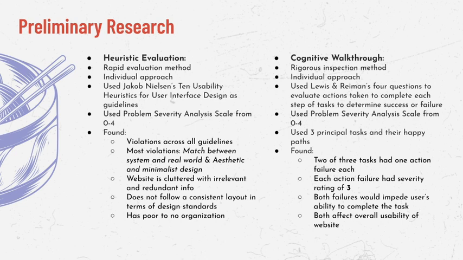For our preliminary research, we first used the rapid evaluation method of heuristic evaluation. We took an individual approach and used Jacob Nielsen's 10 usability heuristics for user interface design as the guidelines. We also used the problem severity analysis scale, which ranges from 0 to 4, to rate the severity of each violation. We found violations across all guidelines, with the most violations being 26 with match between system and real world, and the second most violations at 11 concerning aesthetic and minimalist design.